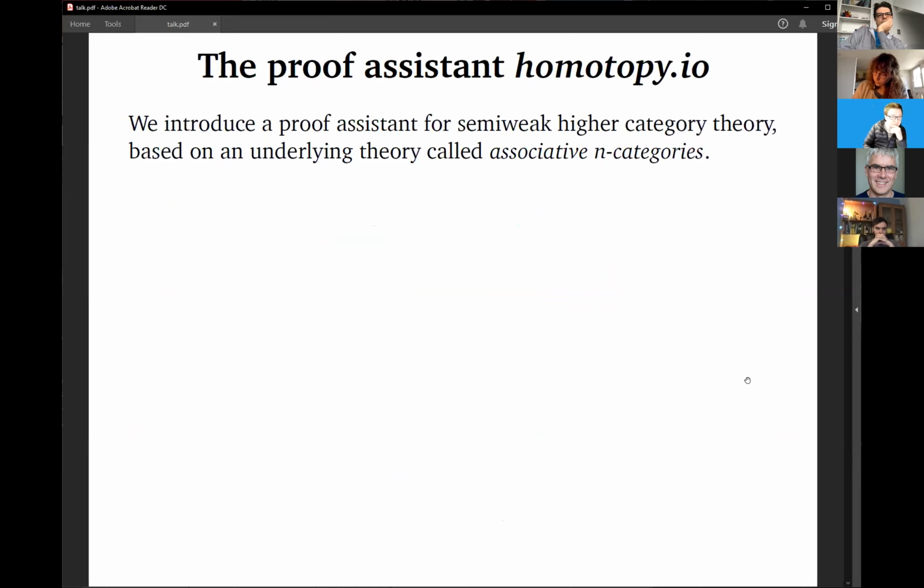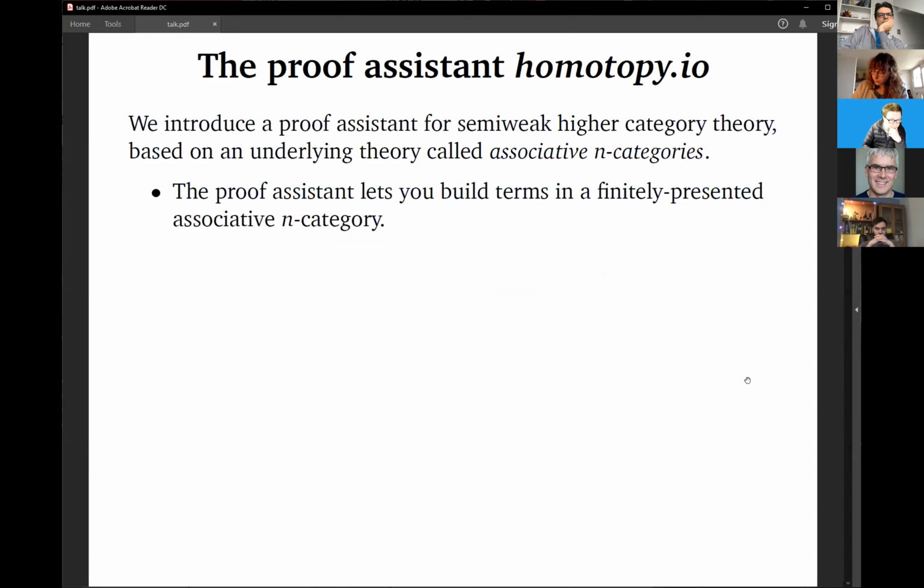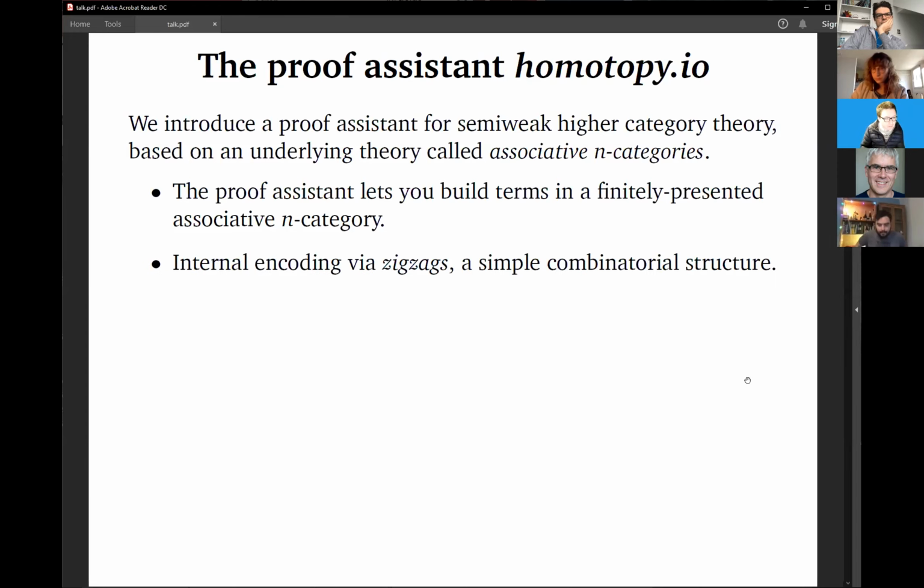So we've built a proof assistant for semi-weak higher category theory, so strictly associative and unital higher category theory based on an underlying theory which we call associative N categories. This proof assistant lets you build terms in a finitely presented associative N category. So it's a bit like a CW complex or something. You give your generators, and then this proof assistant allows you to compose those generators. And of course, you can add new generators and make your CW complex, if you like. Your computad would be another word for it. Your presentation as rich as you like.